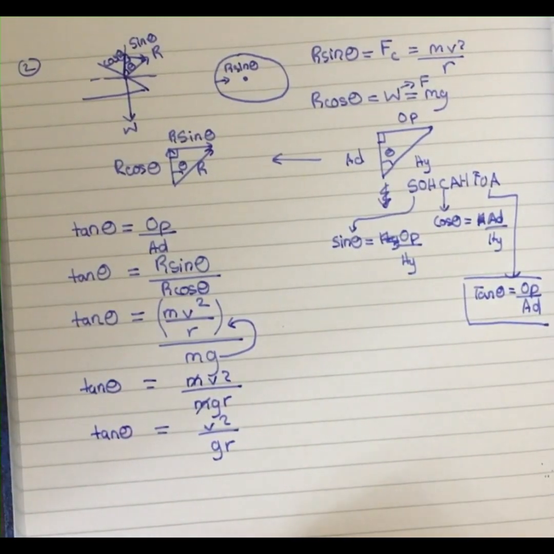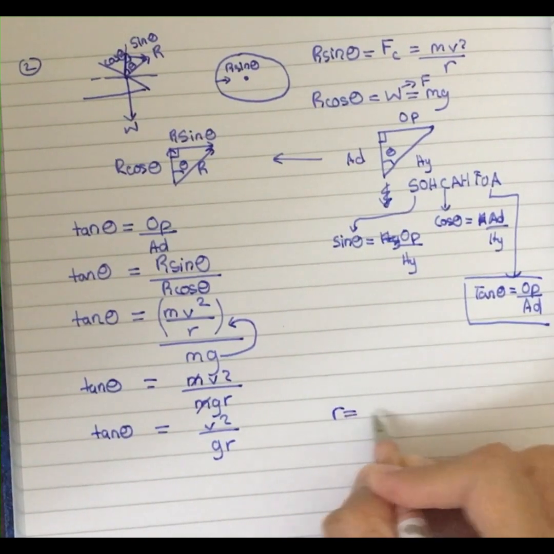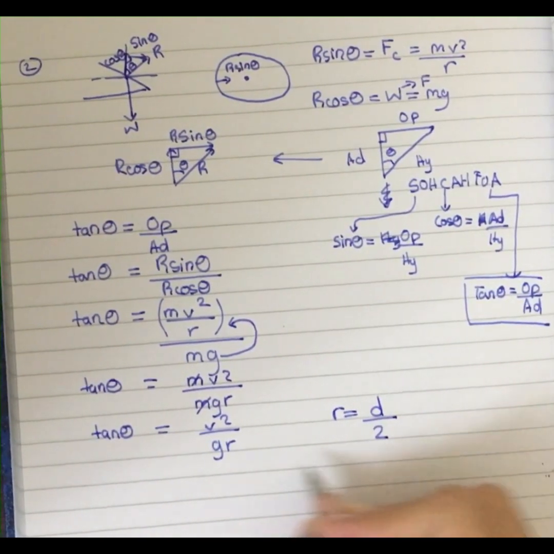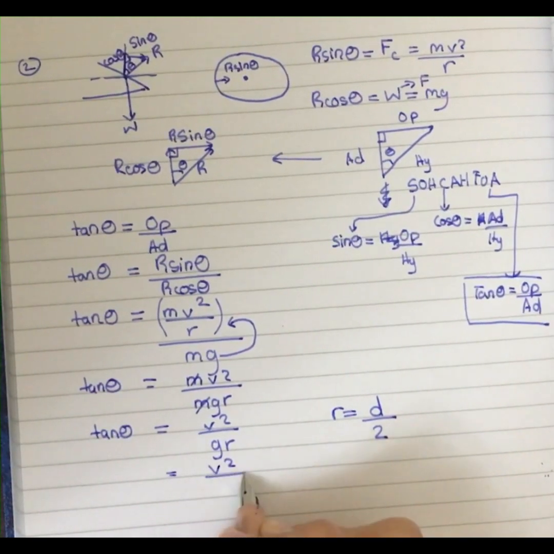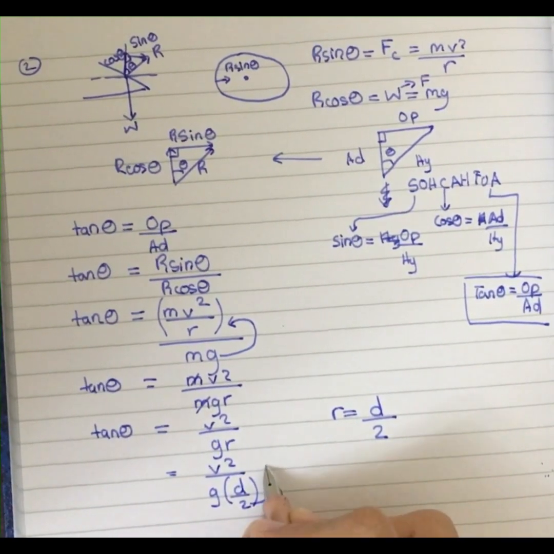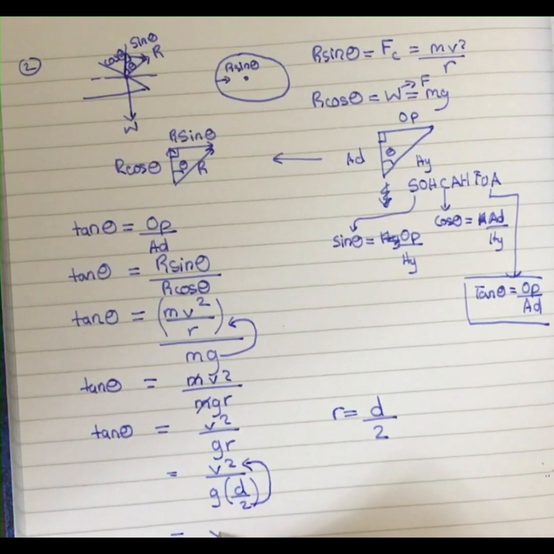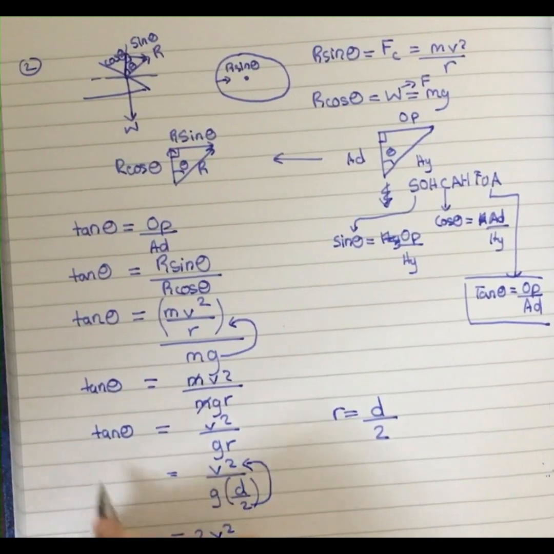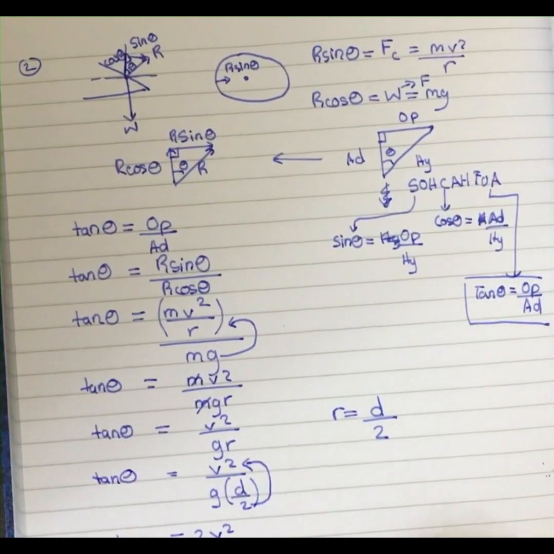We can see from the question, because it asked us to show that tan theta equals 2v squared by gd, right? So we know that r equals d by 2, so we shift it right here. So v squared by g, and then d by 2. Now with the fraction's denominator, this 2 just goes up here, so it's going to be 2v squared by gd. So let me write this as well. This is our final answer for the second method, right?